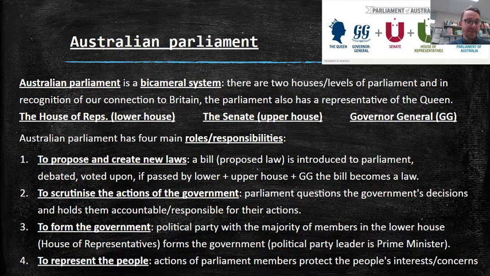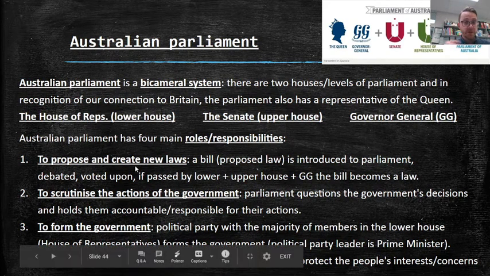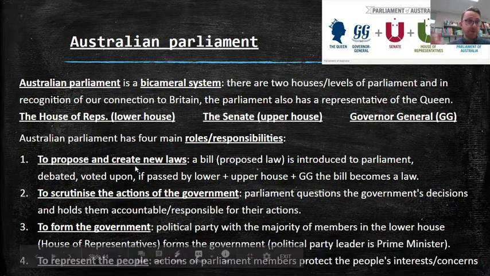And then finally, the last thing that Parliament do is represent the people. We are a democracy of the people, by the people, for the people. The actions of Parliament members should be to protect the people's interests and concerns. So if the people of Australia are voting politicians in, and they're saying to the politicians, we want you to legalise gay marriage, then it's up to Parliament to propose a law, create a new law that represents the people's views, the people's wishes, their wants.